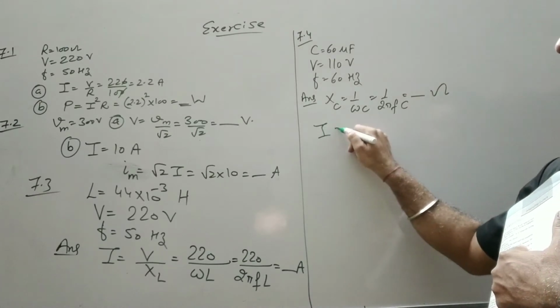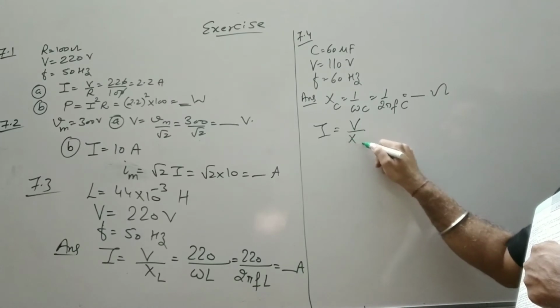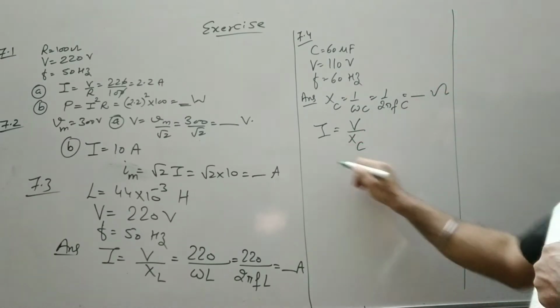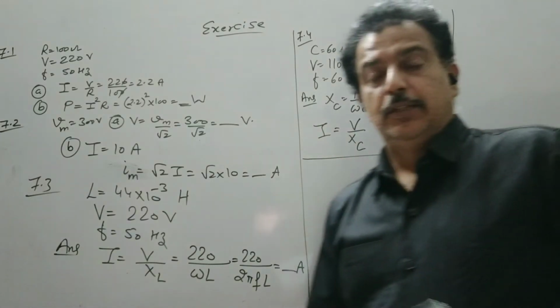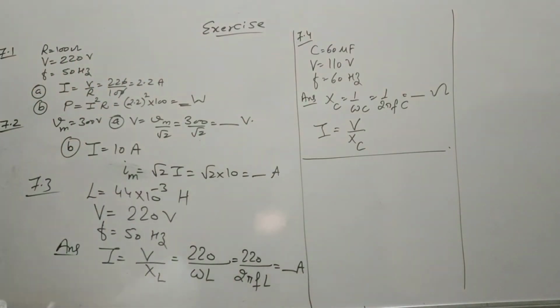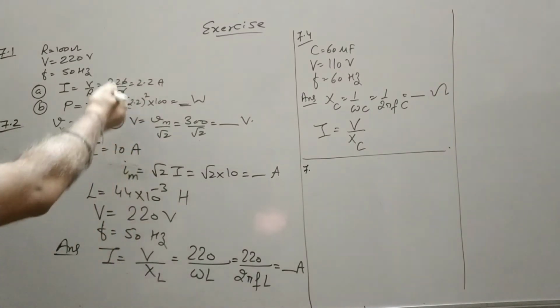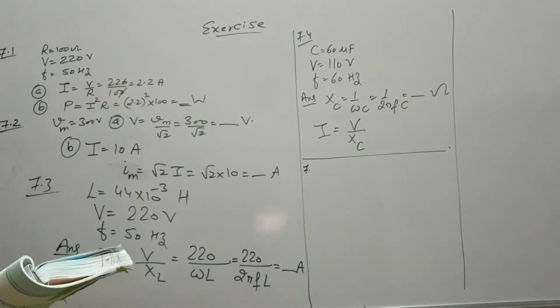We need IRMS. So IRMS means Vrms upon XC. So whatever value you get for XC, you substitute this value. All these calculations are left as an exercise. All the questions are generally MCQ based, or at maximum it can be of 2 marks if we have 2 portions or 2 sections in a question.